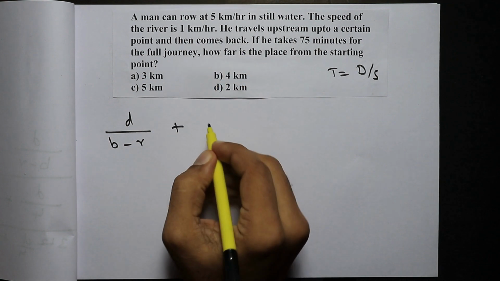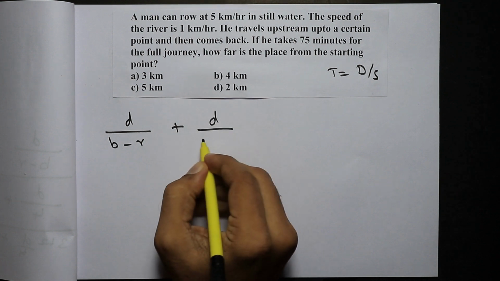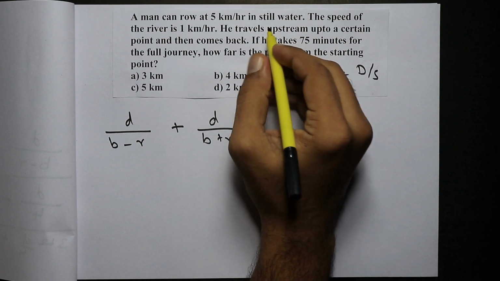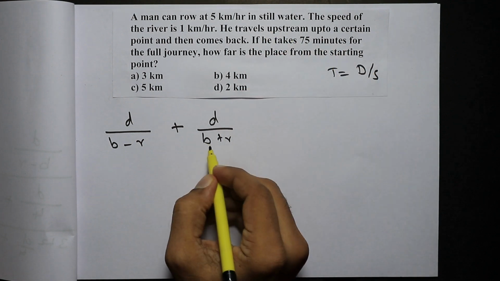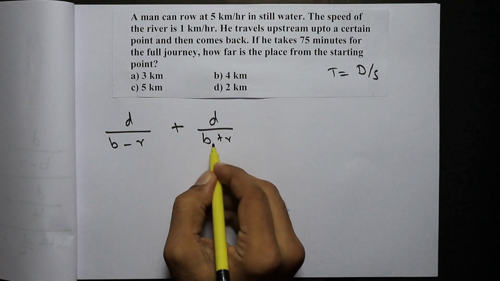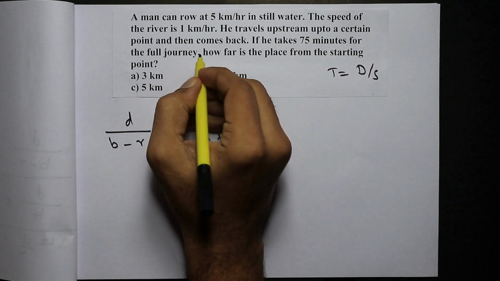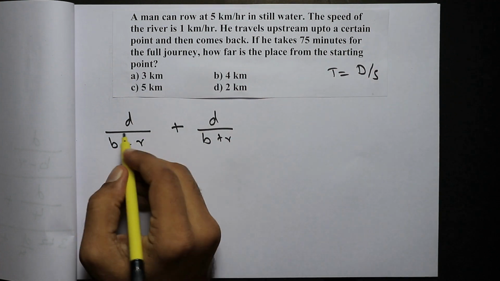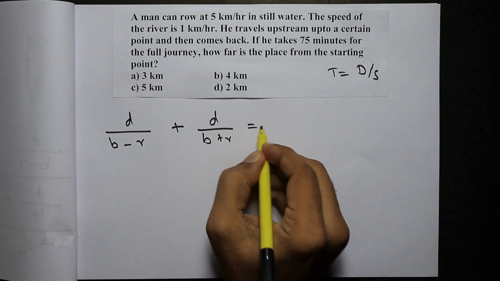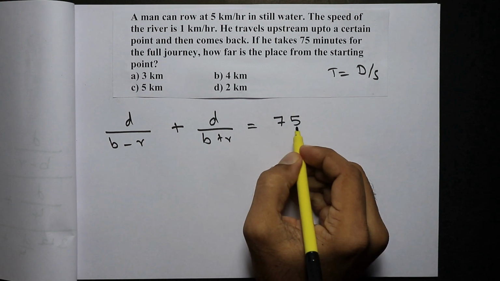So when he comes back, the time required will be the same distance d divided by the effective velocity b plus r. That is, initially he goes upstream, and when he comes back it will be downstreaming, and the time required will be distance by speed b plus r, and he takes 75 minutes for the full journey. So this is the time required for upstreaming, and this is the time required for downstreaming, and the total time is 75 minutes. Now we'll convert minutes into hours.